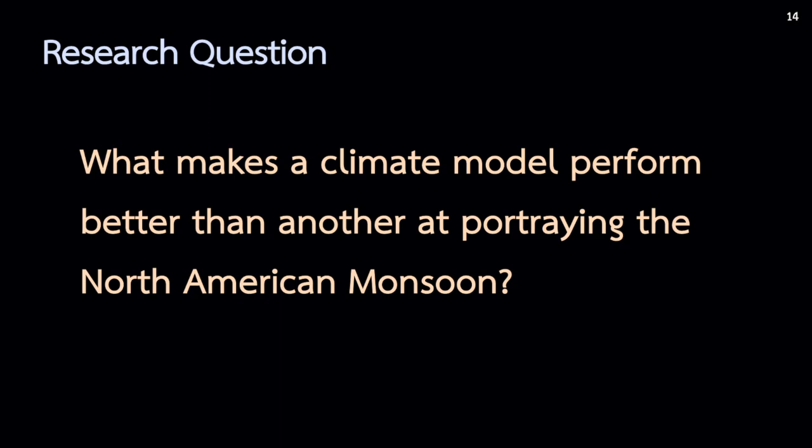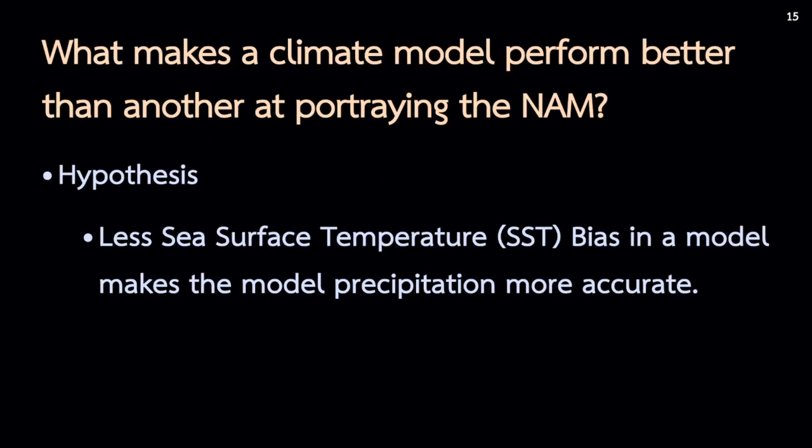My question here is, what makes a climate model perform better than another at portraying the North American monsoon? My hypothesis here is that less sea surface temperature bias in a model makes the model precipitation more accurate. Let's define what this means.